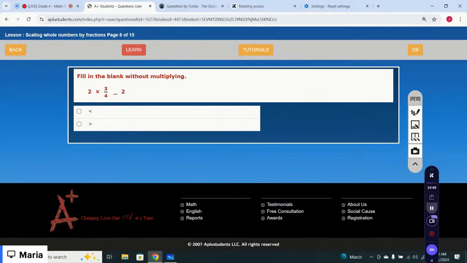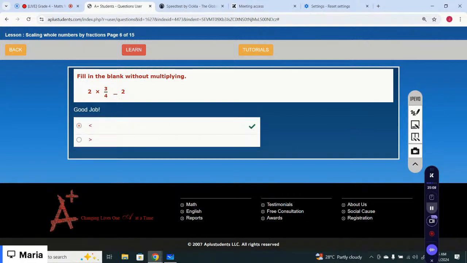Fill in the blanks without multiplying. 2 times 3/4, you have to compare it to 2. So 3/4 is less than 1, right? So when you multiply it by 2, 2 times 3/4 is less than 2. The correct option is less than.